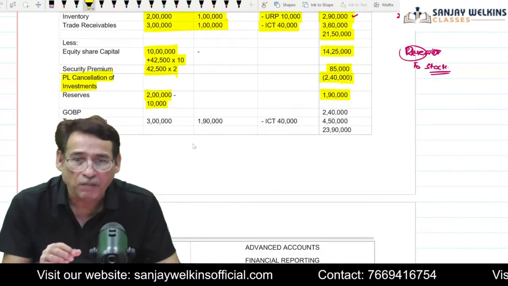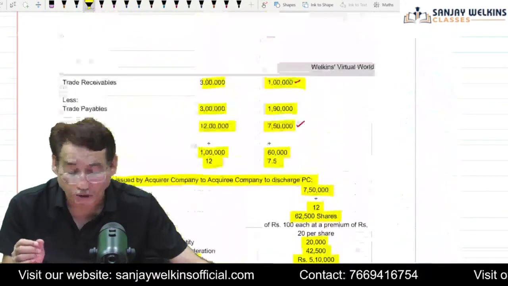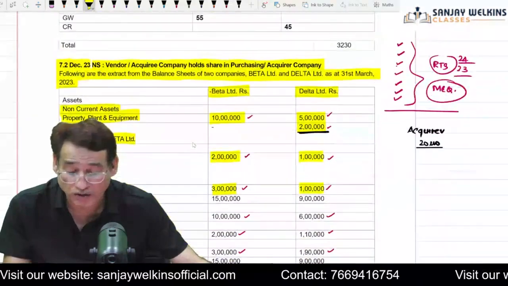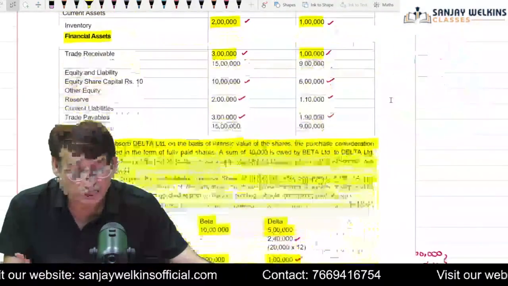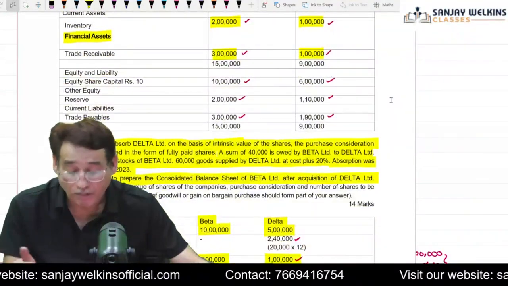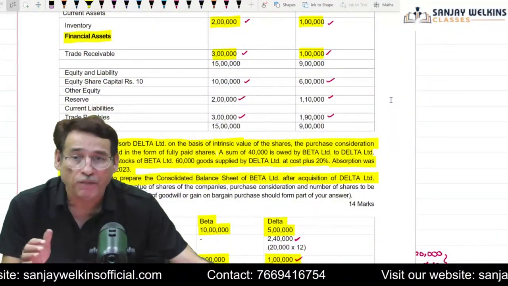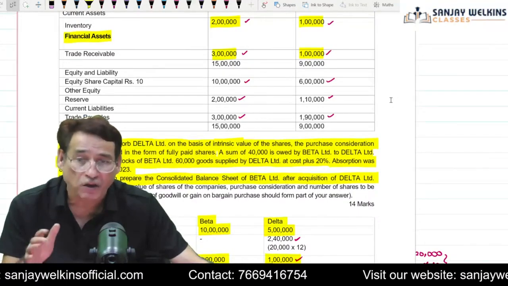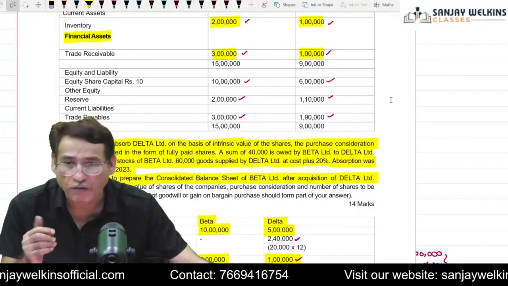Right, sir, Beta Limited was to absorb in this particular question. Let me go through once again. Following are the balance sheets of the two companies, Beta Limited was to absorb Delta Limited. Yes, Beta Limited was to absorb. It means Beta Limited is your acquirer entity. Now you have written correctly.